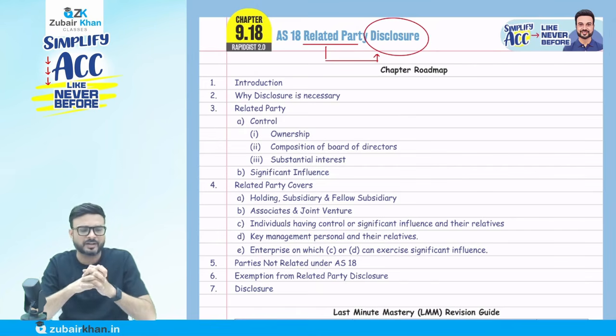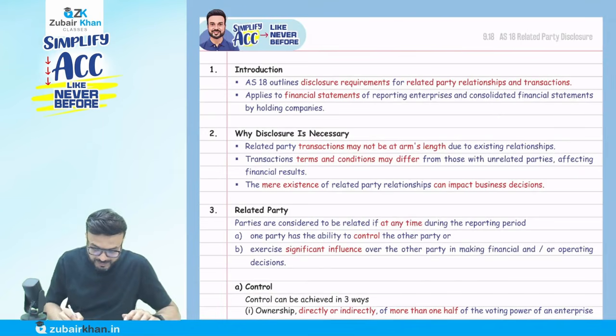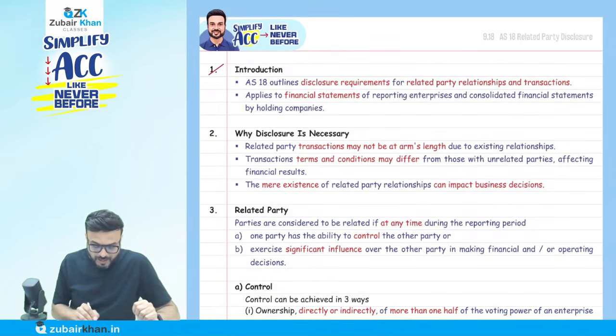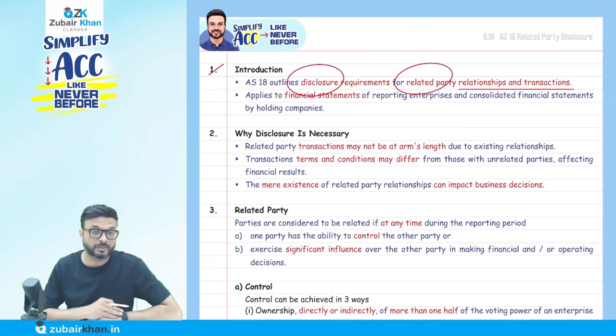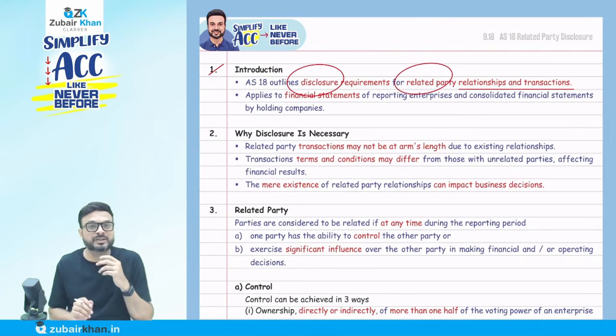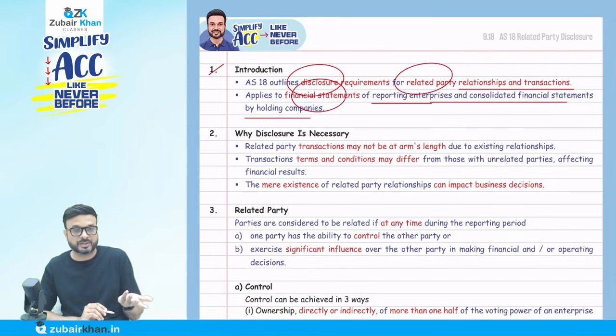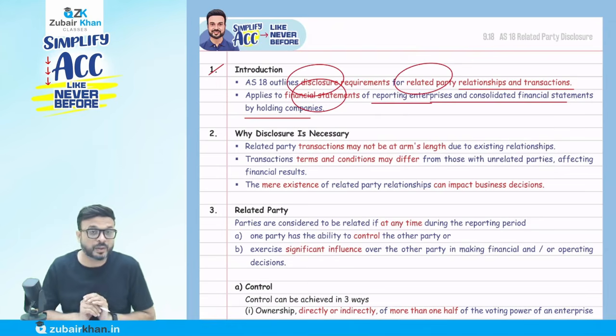So let's start. Very simple accounting standard. Don't worry, the advanced accounting subject itself is a very simple subject. So the first point is the introduction. What it says is that AS 18 outlines the disclosure requirements for related party relationships and transactions. Both we have to disclose: what relationship they have, husband and wife for example, and what transactions they have. It applies to the financial statements of the reporting enterprise and the consolidated financial statements by the holding company. Obviously, those who are preparing the financial statements have to disclose whenever they have a transaction with a related party. And in fact, it is applicable when the holding company prepares the consolidated financial statements as well.